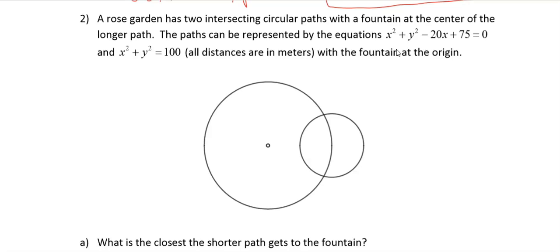Some of it might involve math that hopefully you've seen before, but it's quite possible you may not have seen it for a while. Let's see what we've got. Let's read the question carefully.